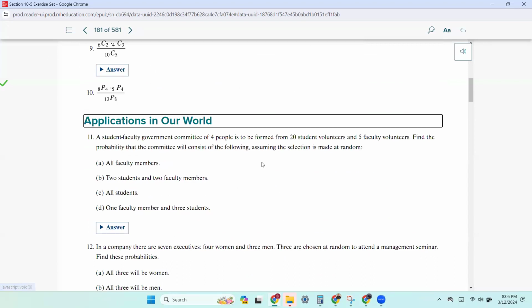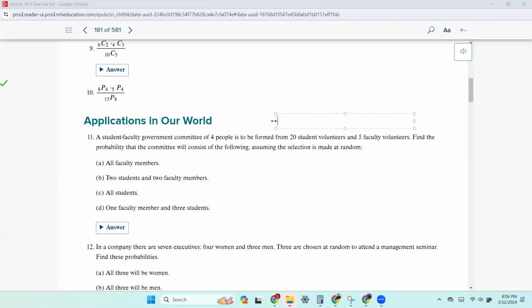All right. So what I want to do for all of these, we're going to have the same denominator. Let's read the problem. A student faculty government committee of 4 people is to be formed from 25 student volunteers and 5 faculty volunteers. So there's 25 total, because it's 20 plus 5, okay? So now we're picking 4 from 25. So this is the N, and then this is the R.